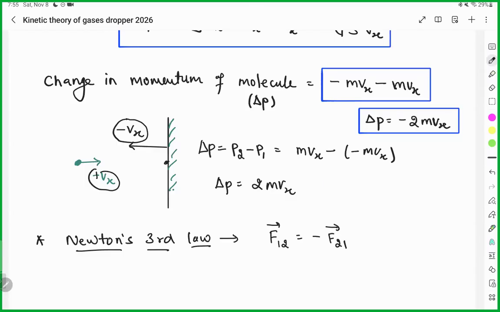If this molecule is applying a change in linear momentum of -2mvx on the wall, if the change in momentum by the molecule is -2mvx, then what will be the change in momentum for the wall? Equal and opposite, it will be plus. Any doubt?